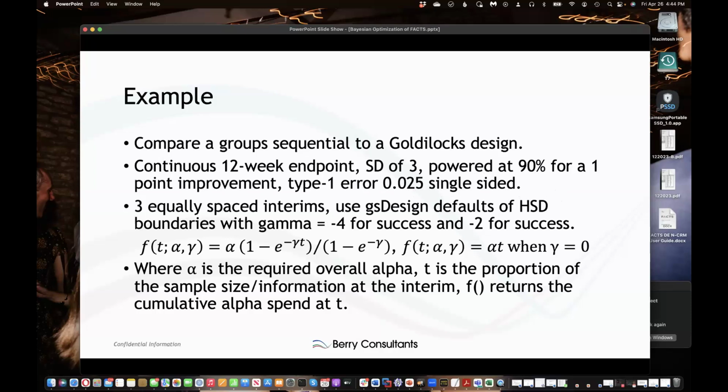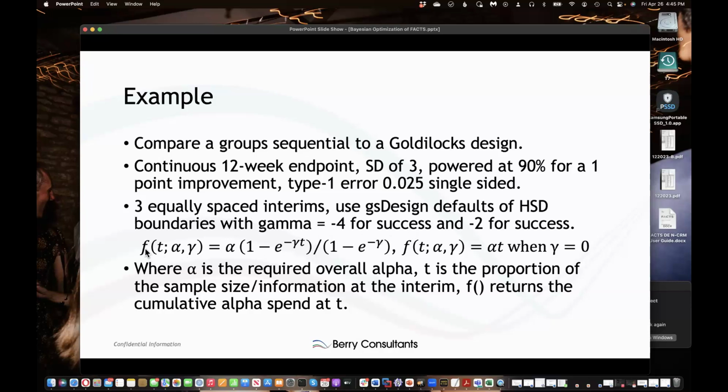And because we want to ensure we have a method for setting the boundaries straightforwardly rather than having to iterate over them too much, gsDesign defaults to this Hwang-Shih-DeCani family of boundaries, and it suggests the default parameters for the family should be -4 for success, which is an approximation of the O'Brien-Fleming, and -2 for futility. So slightly more aggressive for stopping for futility.